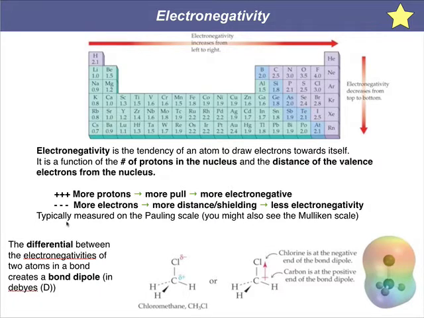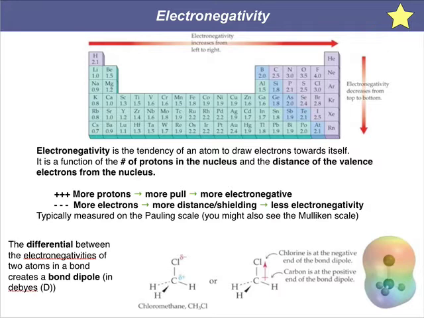Electronegativity is another term that I want to review here. Make sure everybody's on the same page because it is indeed a very important topic. Remember, electronegativity is basically the tendency of an atom to draw electrons toward itself. This is simply a property of atoms. Some atoms tend to pull electrons toward themselves more than others do, okay? It's basically a function of the number of protons in the nucleus and the number of electrons and the valence electrons and the distance of those valence electrons from the nucleus.